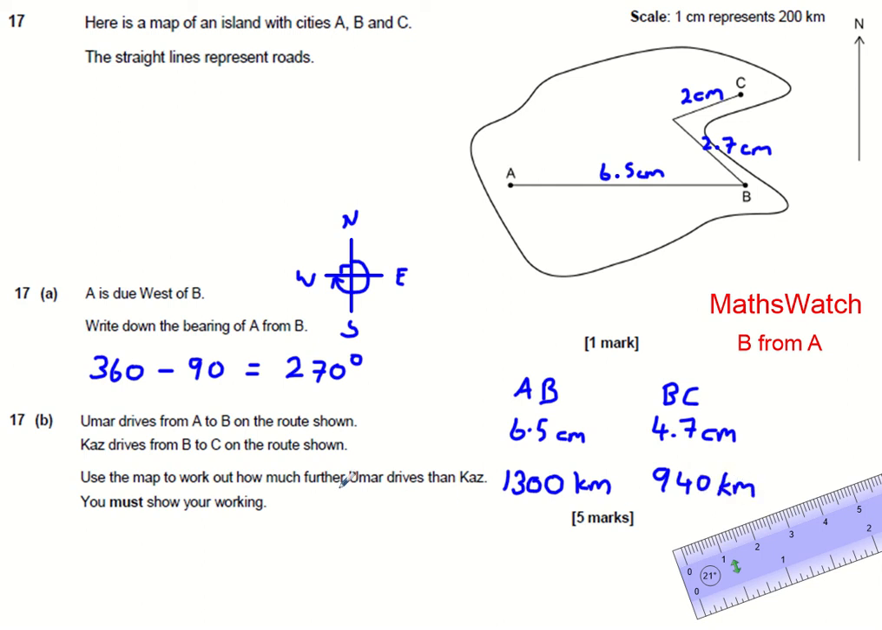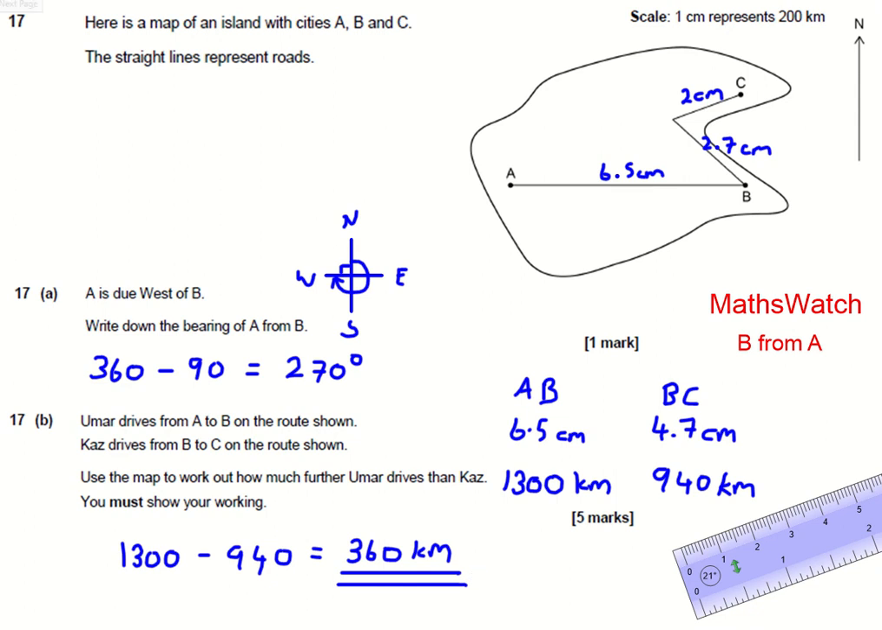If we need to work out how much further Umar drives than Kaz, that means we want to work out how much bigger 1,300 is than 940, and we can do that by subtracting them. So 1,300 minus 940 means that Umar will drive 360 kilometres further than Kaz.